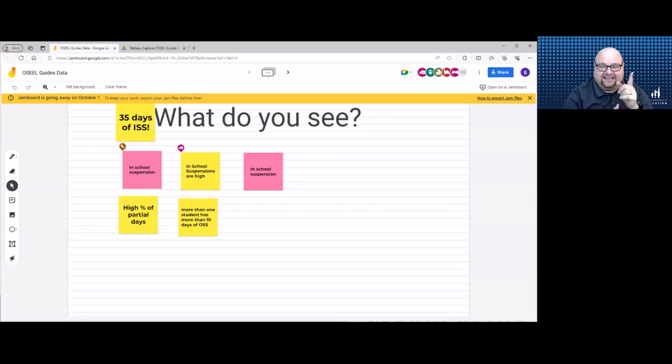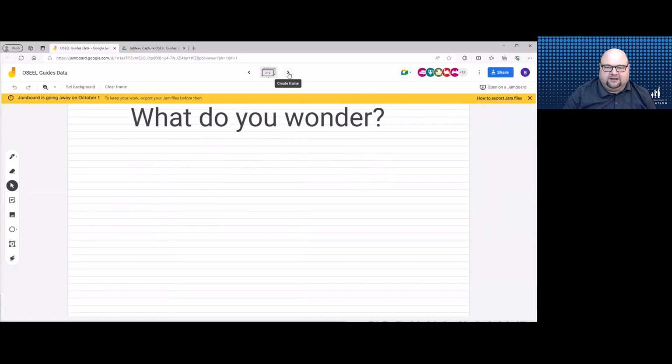35 days of ISS. So what this report will allow you all to do is look very quickly to see what's there. Let's go to the next slide really quickly if we've got time. I don't want to kill us here, Alicia. If you progress over to slide 2, if you'll press up at the top there, what do you wonder? So you've had some observations. What did you see? Now, what do you wonder?